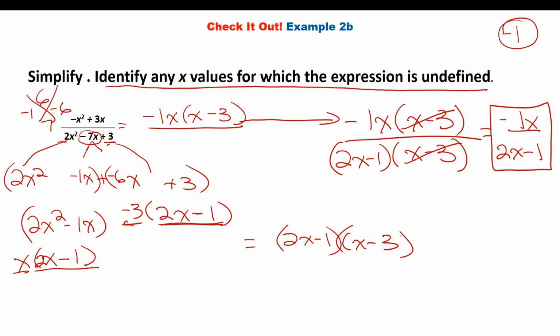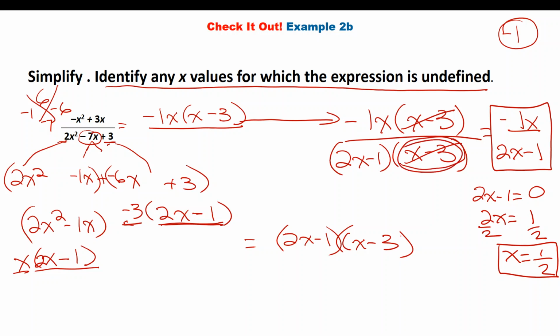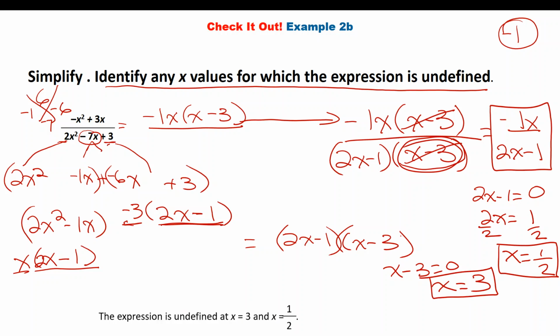Remember, an expression is undefined when there's a 0 in the denominator. So let's go ahead and see what number that would be if I set it equal to 0. 2x equals 1, and divide both sides by 2. So when x equals 1/2, that would make our expression undefined. But don't forget, even though I canceled it out, I still have to deal with this x minus 3. So when x minus 3 equals 0, then x would equal positive 3. So in the end, we know that the expression is undefined at x equals 3 and x equals 1/2.